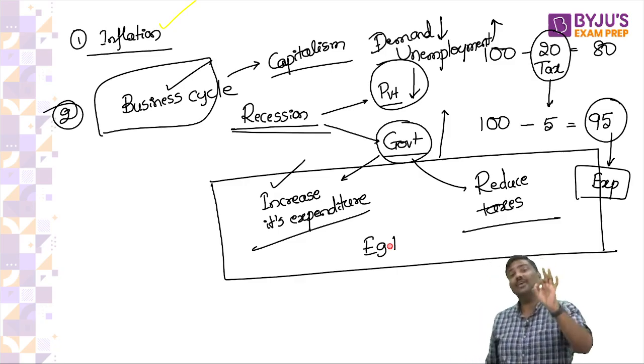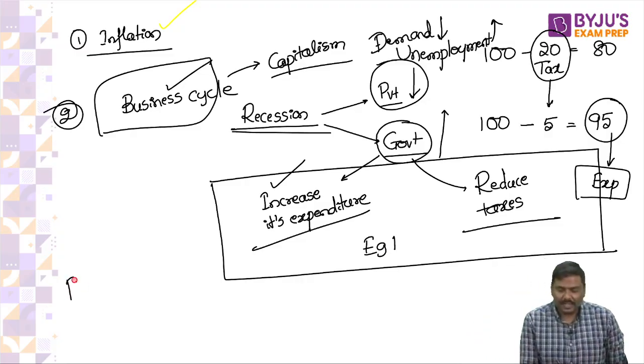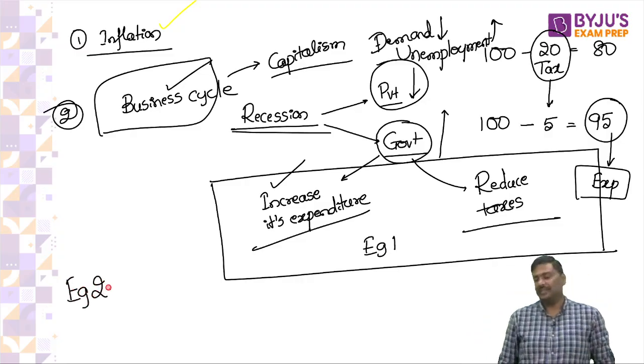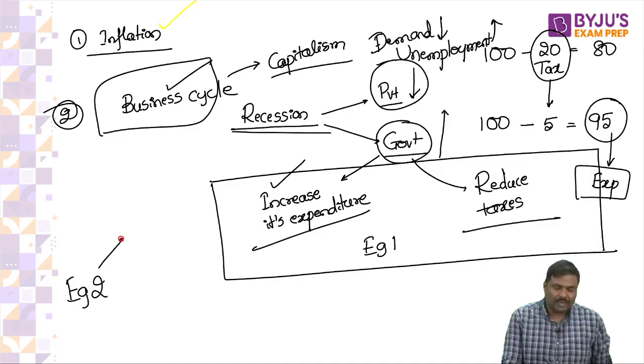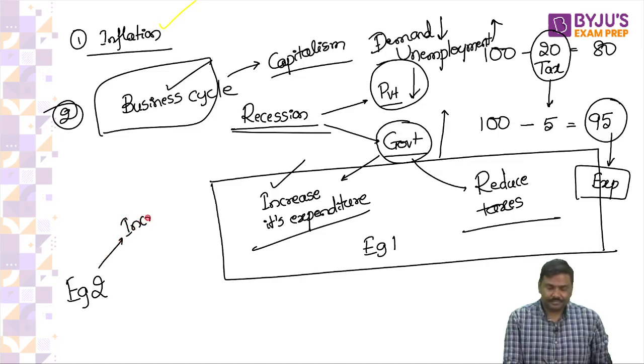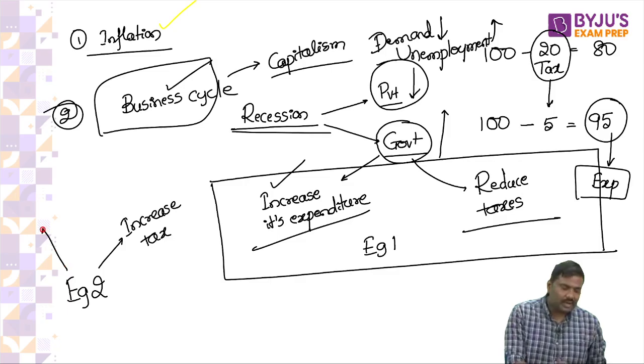Let me give you another example. That is example 2. What happens in example 2? Government will increase the tax and government will reduce its expenditure.